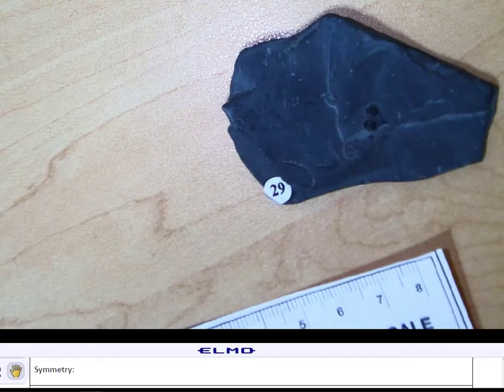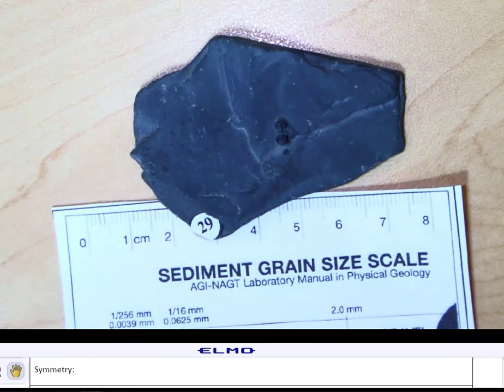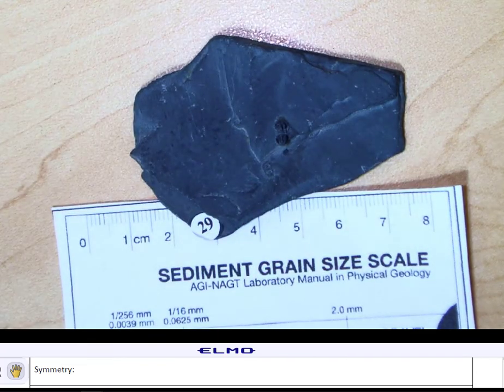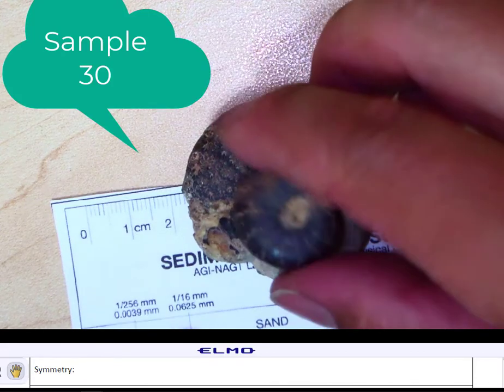And this one I do have in the lab. You should be able to find this one on your data sheet, but it's that small little one there, it goes into focus there. So small little trilobite there. Sample number 29, and we'll call this sample number 30.